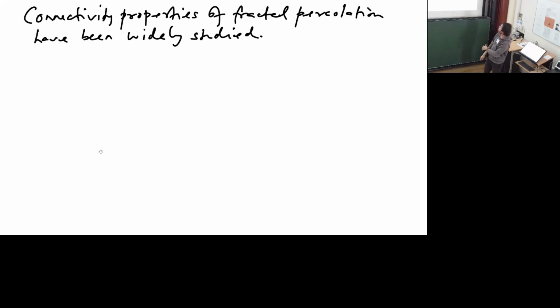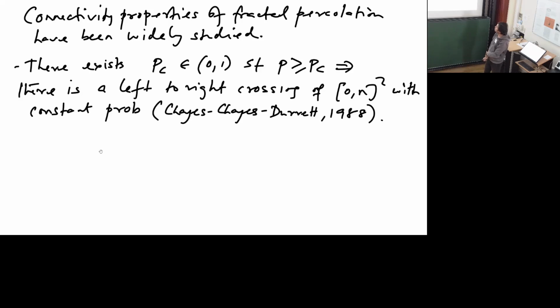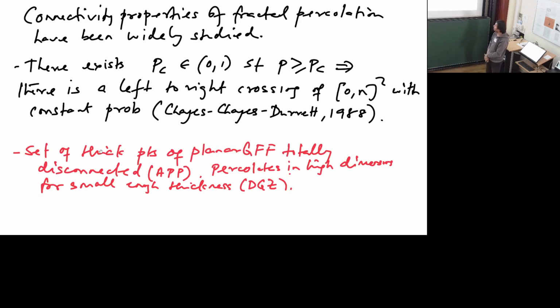Okay, so connectivity properties of fractal percolation have been widely studied. It turns out that there is a phase transition where if p is bigger than p_c, then you have a left to right crossing, and this goes back to Chayes and Chayes from the 80s. And then there is more recent work on the set of thick points. If you look at actual thick points of a planar GFF, then it's totally disconnected, which goes back to work of Aru, Ellen and Leonie. And then it has recently been proved by Jing and Zhang that in high enough dimension, if you take a small enough thickness, you do percolate.